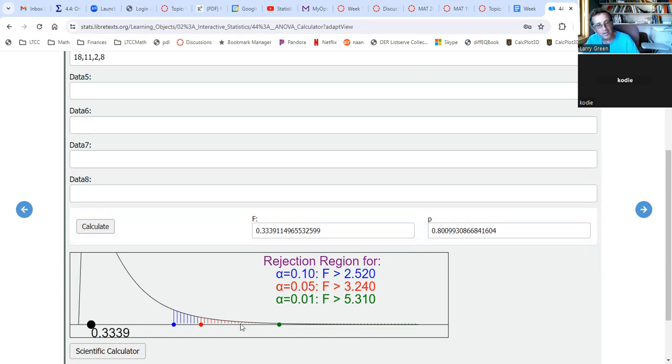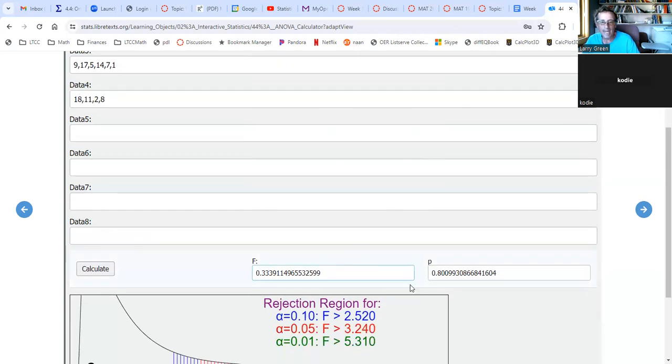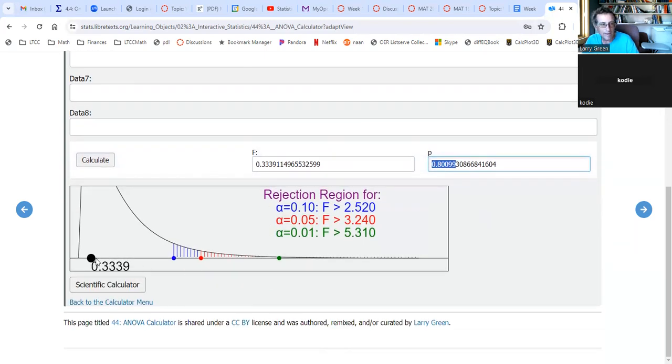Notice here's the F distribution. If you have a test statistic over here, then the area to the right of it is 0.8009, not 0.3. It's this guy. The p-value is the area to the right of the test statistic when we're talking about an F distribution. So let's write this down: 0.3339 and 0.8.